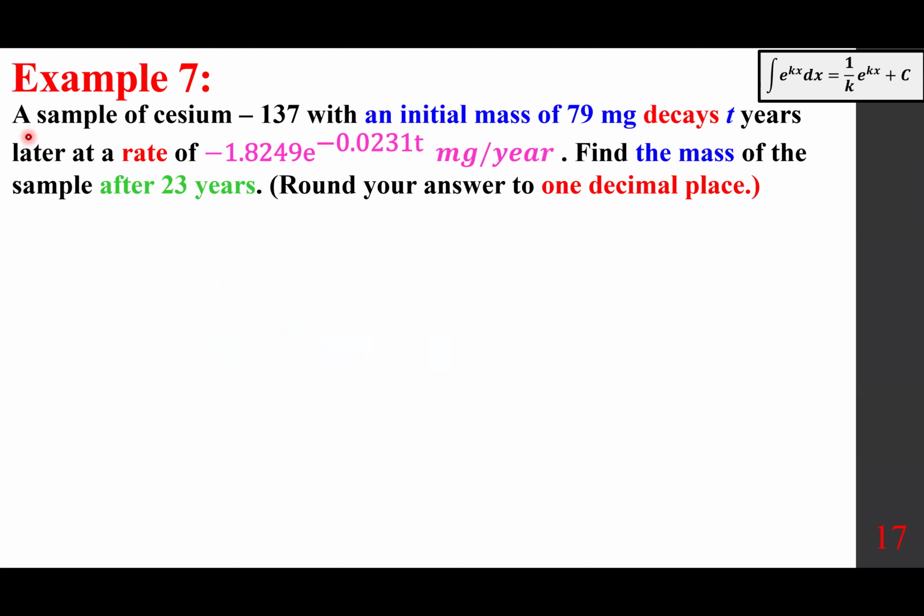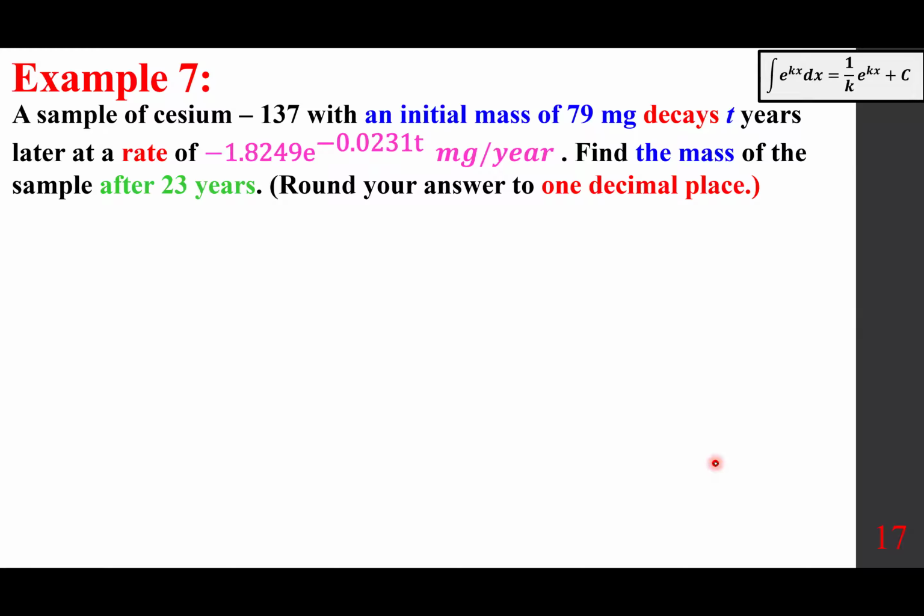An application problem, example 7. A sample of cesium-137 with an initial mass of 79 milligrams decays T years later at a rate of negative 1.8249 e to the power of negative 0.0231 T milligrams per year. Find the mass of the sample after 23 years. Round your answer to one decimal. By the way, speaking of rounding, you do the rounding at the very last step. In between, you keep as many decimals as possible to come up with the correct answer.